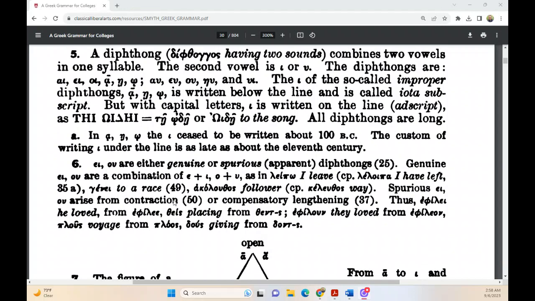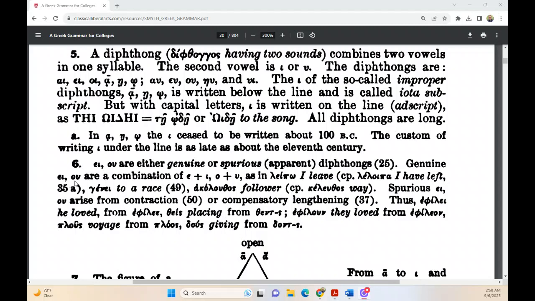You then have a note here about the diphthongs and the qualities of the diphthongs. This is a note that you should just read through quickly. We'll read through it in a second, but you don't have to master or memorize this at all. We read that the diphthongs ei and ou are either genuine or spurious. Genuine means a real diphthong. Spurious means an apparent or not a real diphthong.